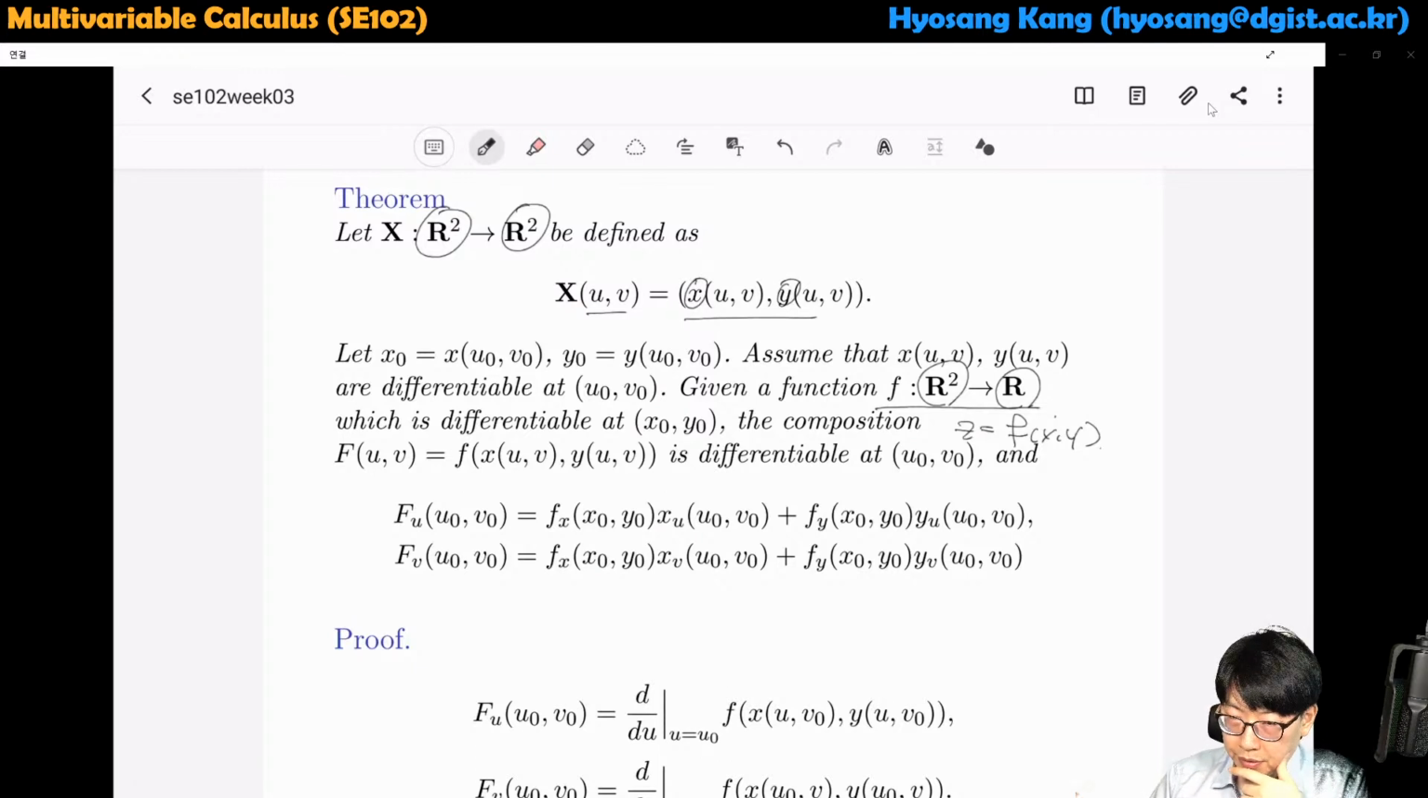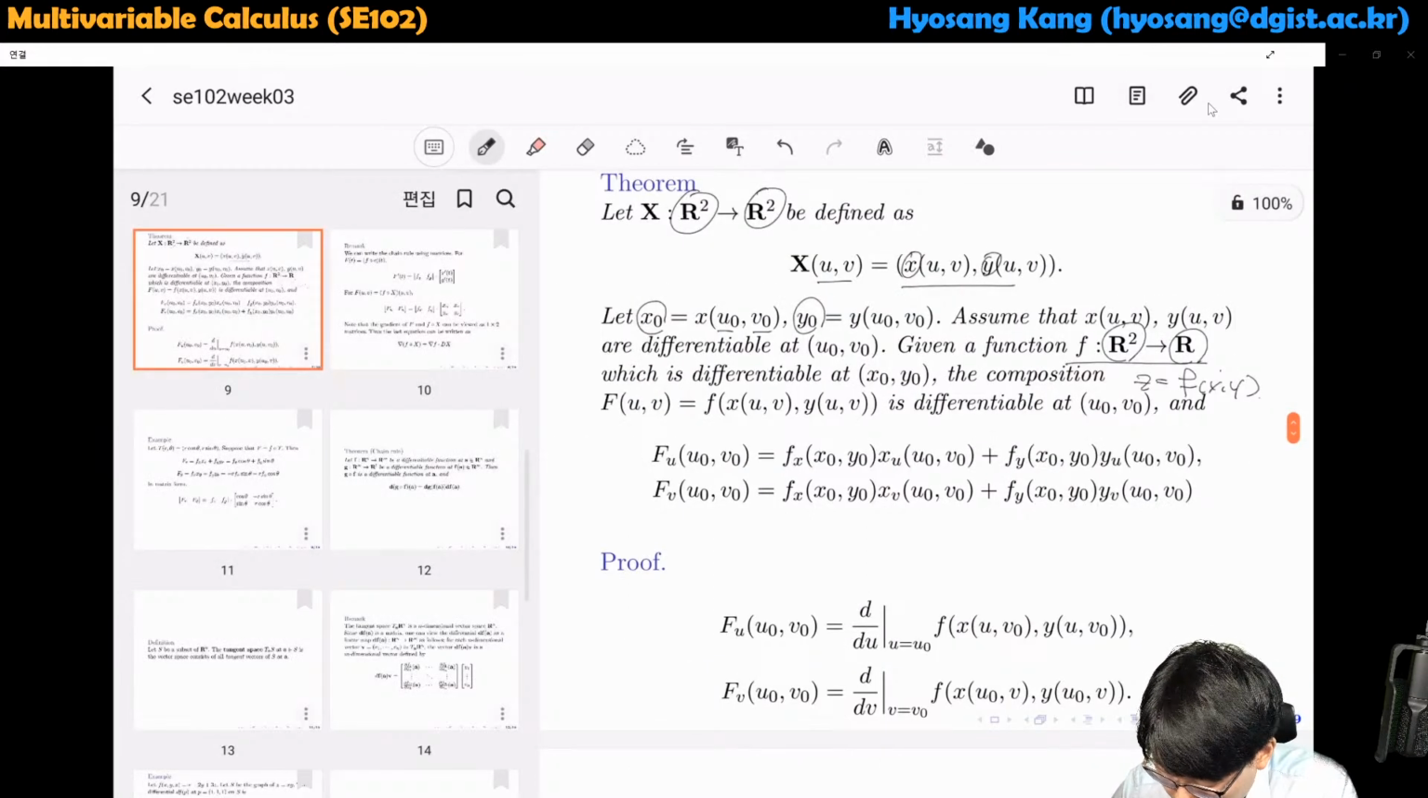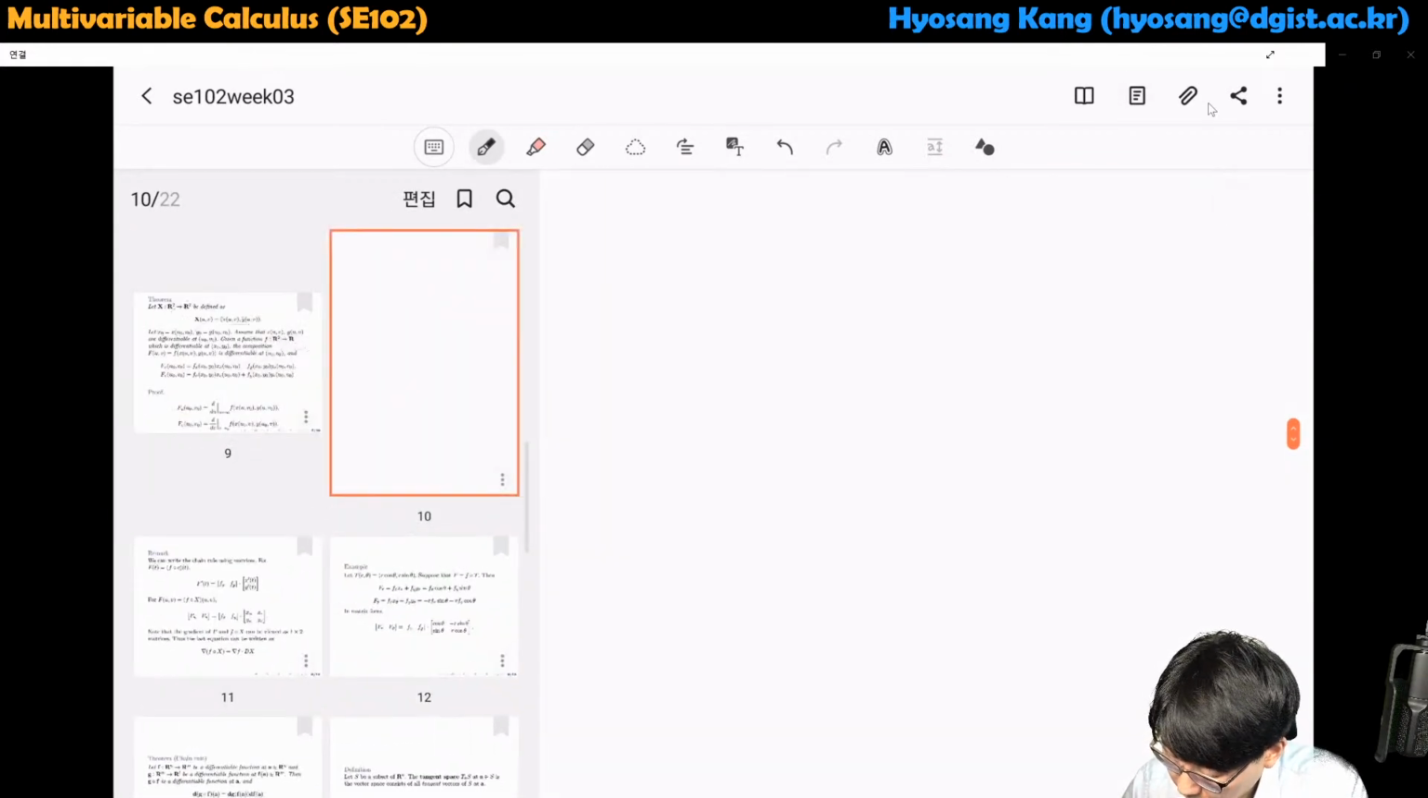And let's pick a specific point. When u and v are u0, v0, we get x0, y0. So in other words, this is the situation we have. Let me put another page.